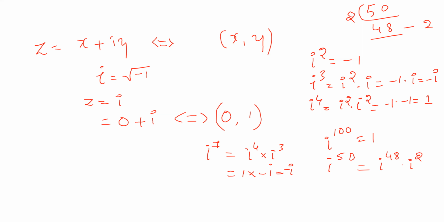Yes, sir. So now i power 48, is 48 a multiple of 4? Yes, sir. Multiple of 4 means I write this as i power 4 whole power 12, into i squared, whose value is minus 1. I have written i power 48 as i power 4 whole power 12. That means 12 into 4, once again it will become 48, right?